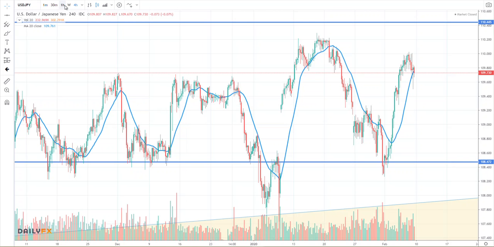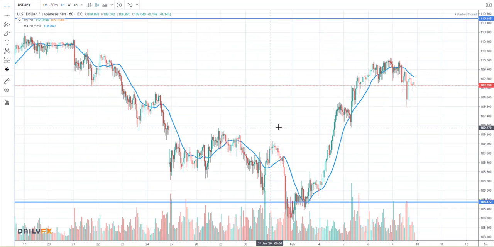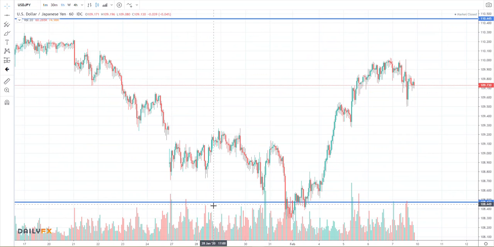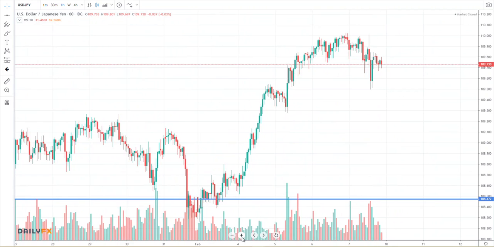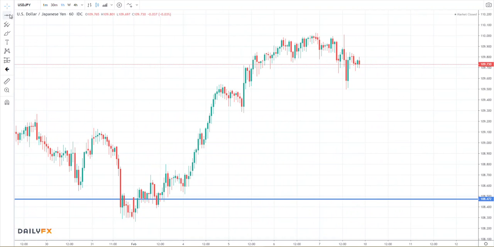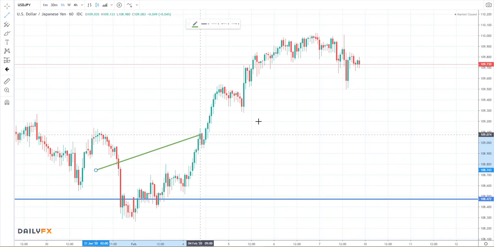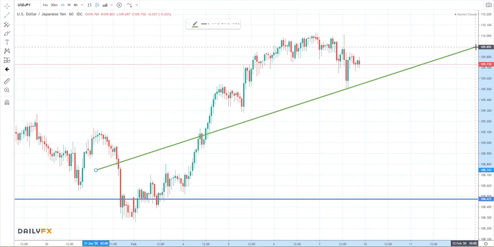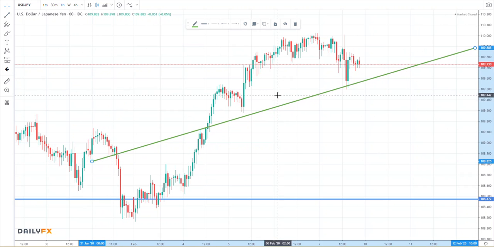So let's go 1 hour. So here's our 1 hour. If you just wanted to day trade, for example, and play the 1 hour, you would do it like this. You just go off this recent bull trend, identify the trend line. That's pretty strong.